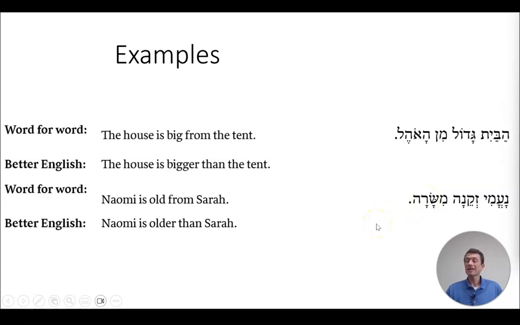So this is something that can really trip up brand new Hebrew students. So just take a look at it, try to remember that function, and probably what's going to happen is you'll stumble across a use of min, and you'll be like, wait, this sentence doesn't make sense. What is this? Oh, the comparative use of min. And then try to see how you can articulate that phrase as a comparative.